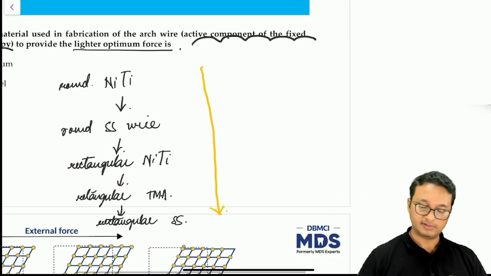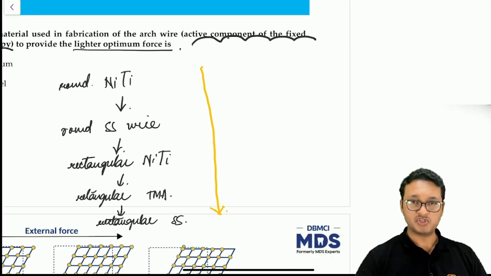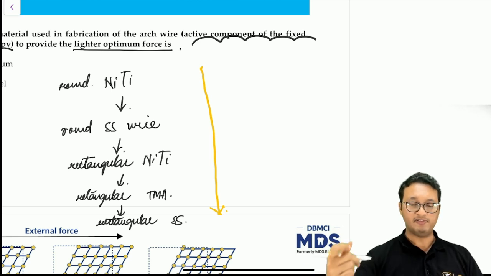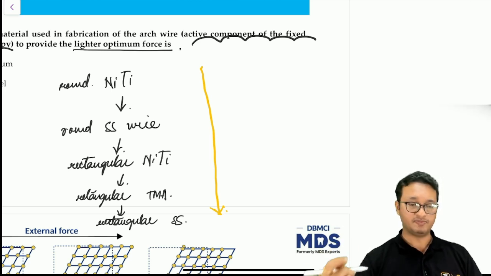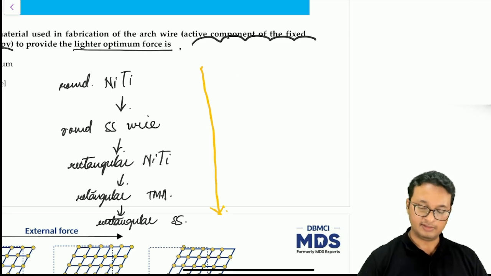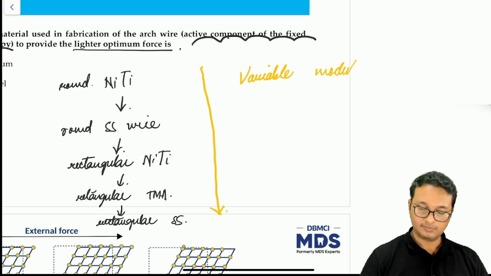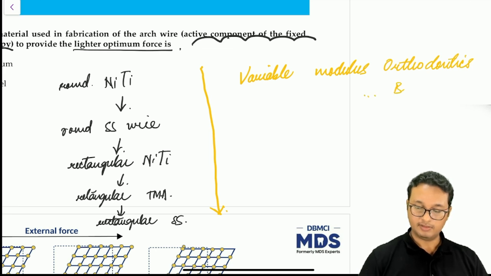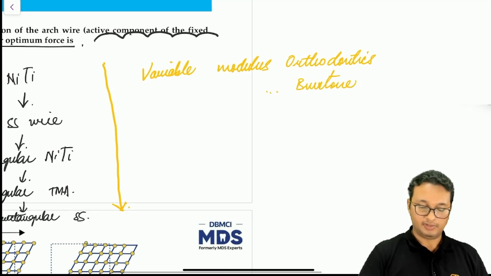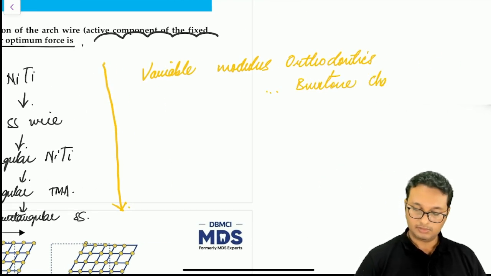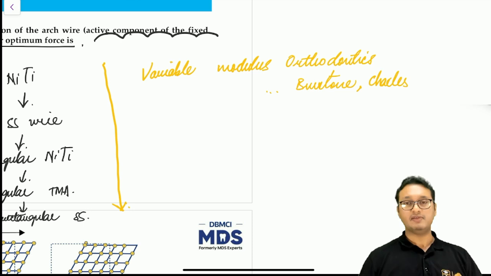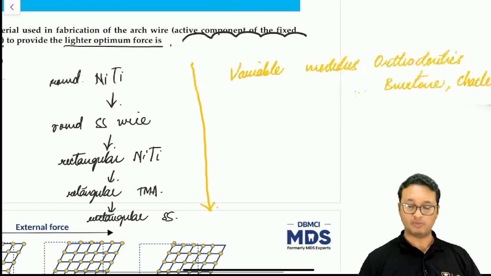So this process, when we put in different types of arch wire having different cross sections, different diameters, different dimensions, is known as variable modulus orthodontics by Burstone. His full name was Charles Burstone. This is called variable modulus orthodontics.